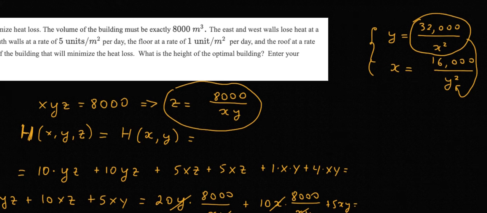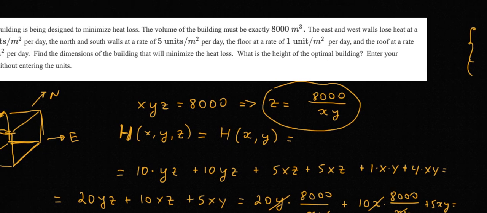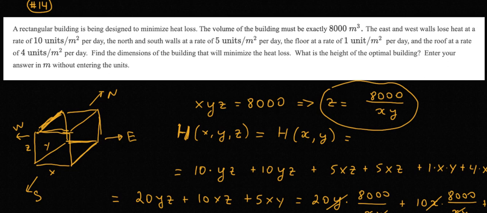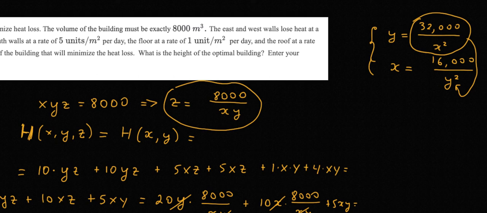Now, looking at the question that the problem is asking, it's asking for the height of the building, which is the value of z. Now, in order to find the value of z, we just need to know what x times y is. And so here we can actually save ourselves a little bit of work if we try to solve for x times y without solving for x and y.